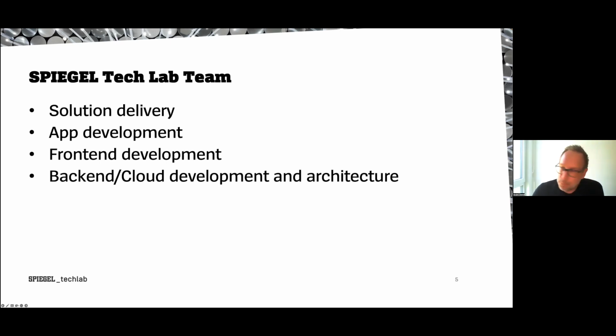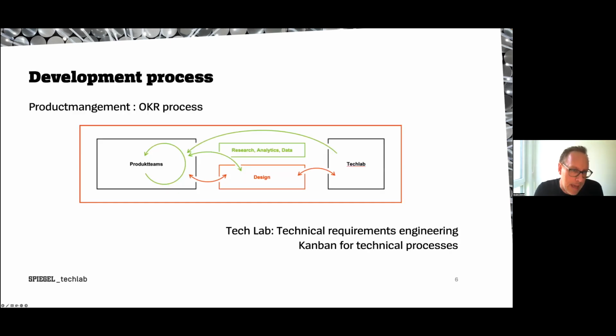From a development process perspective, we have what we call an OKR process. You may know that from Google and other companies, so objectives and key results. Our product teams work in a quarterly cycle, so they come up with their objectives and their initiatives within a quarter.